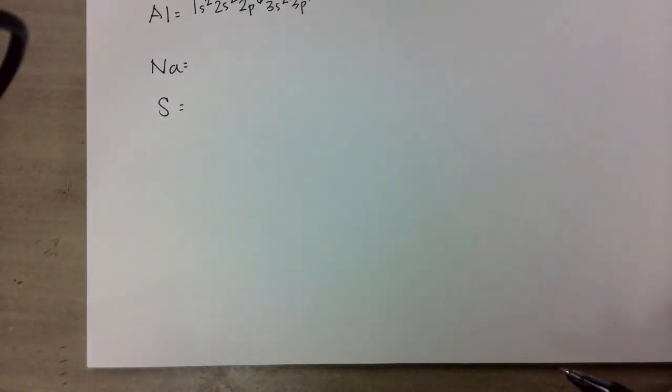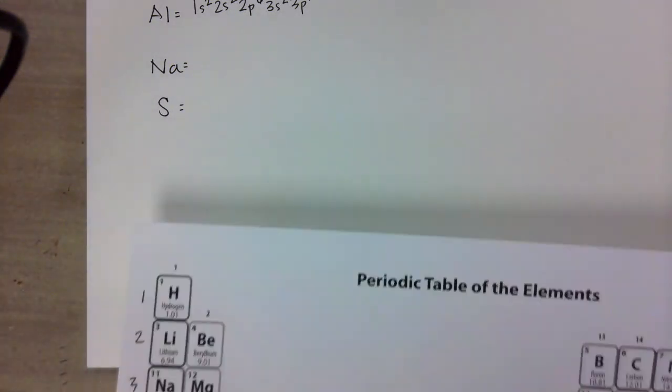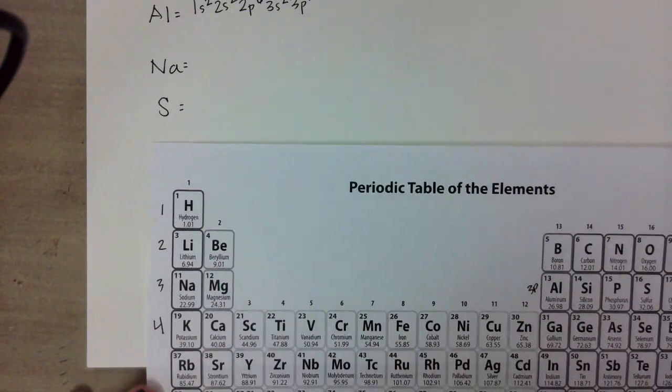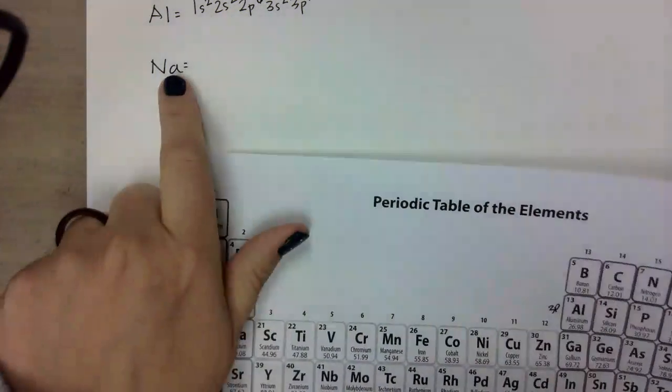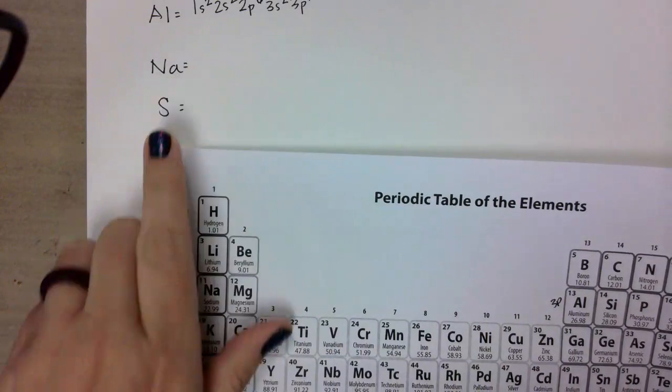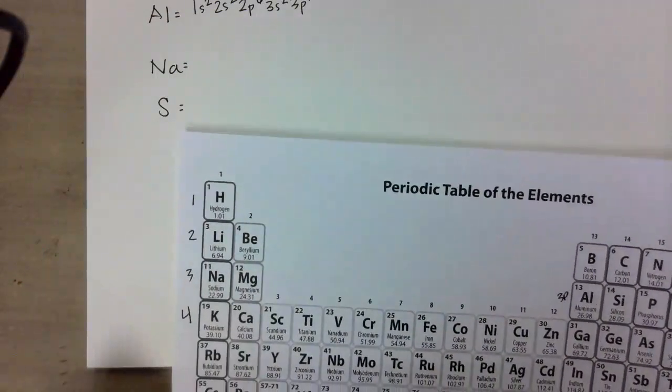Hey everybody, we are going to be going over two examples for electron configuration for your practice before you take your quick check to see how things are going. So we are going to try to write the electron configuration for sodium and for sulfur.